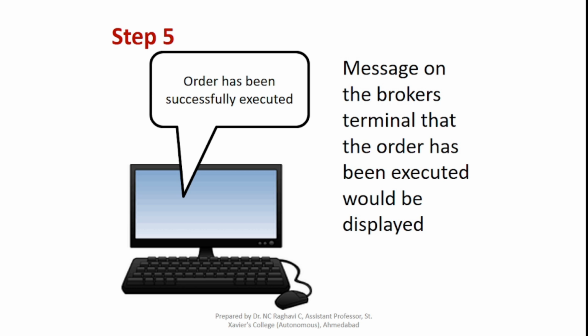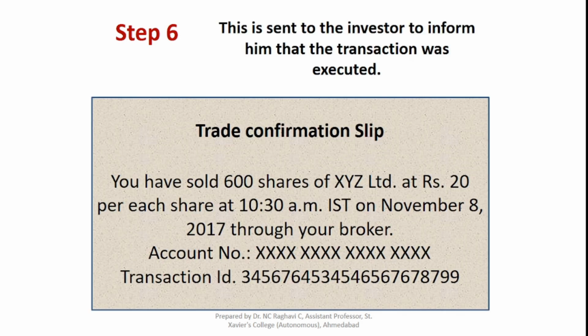Moving ahead, once the order has been successfully executed, a message is displayed on the broker's terminal that an order has been executed. Like it is displayed over here, order has been successfully executed. This message gets displayed on the broker's terminal, and similarly, if I am doing the trading on my own account, then this message would be displayed in my demat account as well. Further, a trade confirmation slip is sent to the investor.